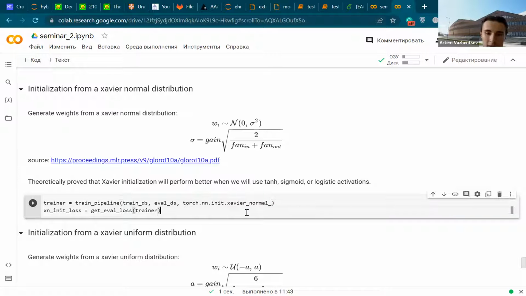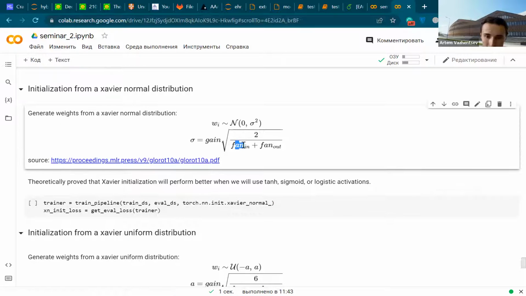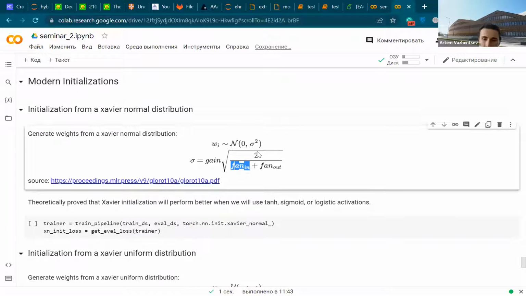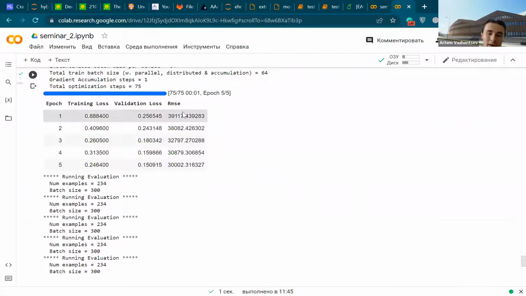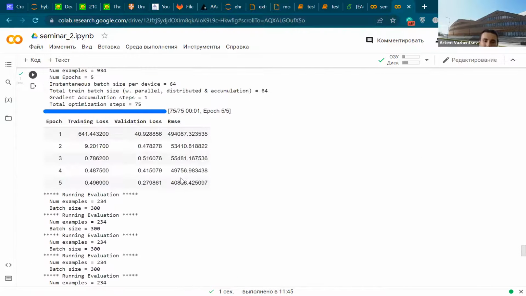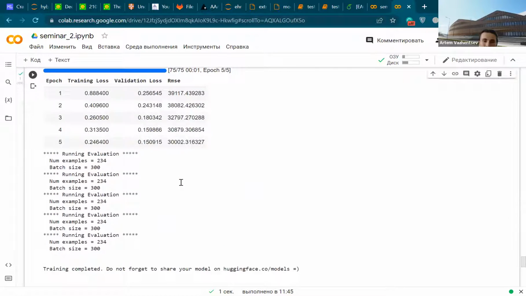And here we have a value which is computed. This value means the input features. This value means the output features in our linear layer. And gain is just a scaling factor which is computed depending on our activation. And we can see that it's much better from the starting value than all other initializations. I have here 40,000 of RMSE, while for other initializations, only after 5 epochs do we have these values.